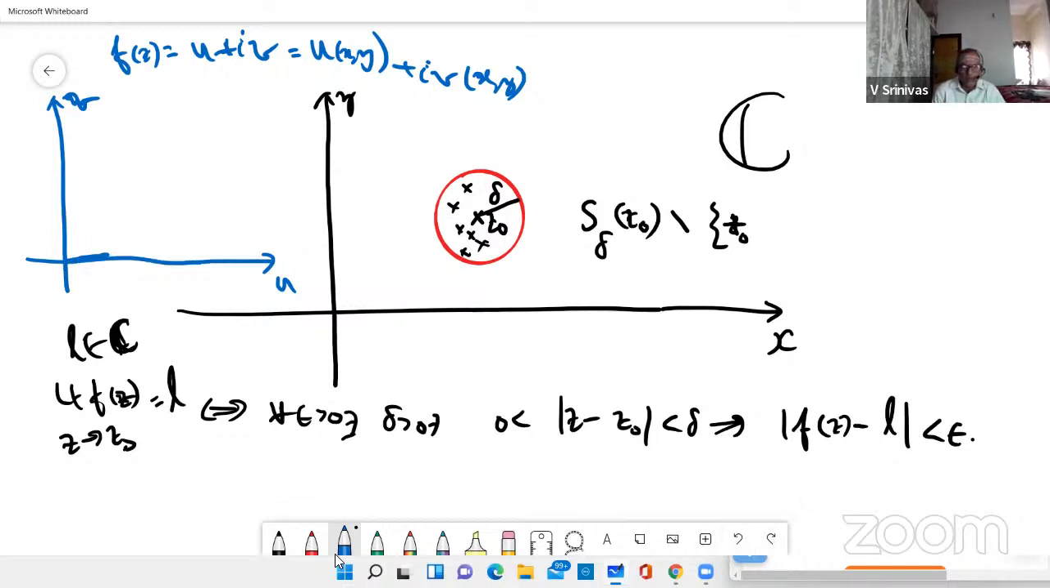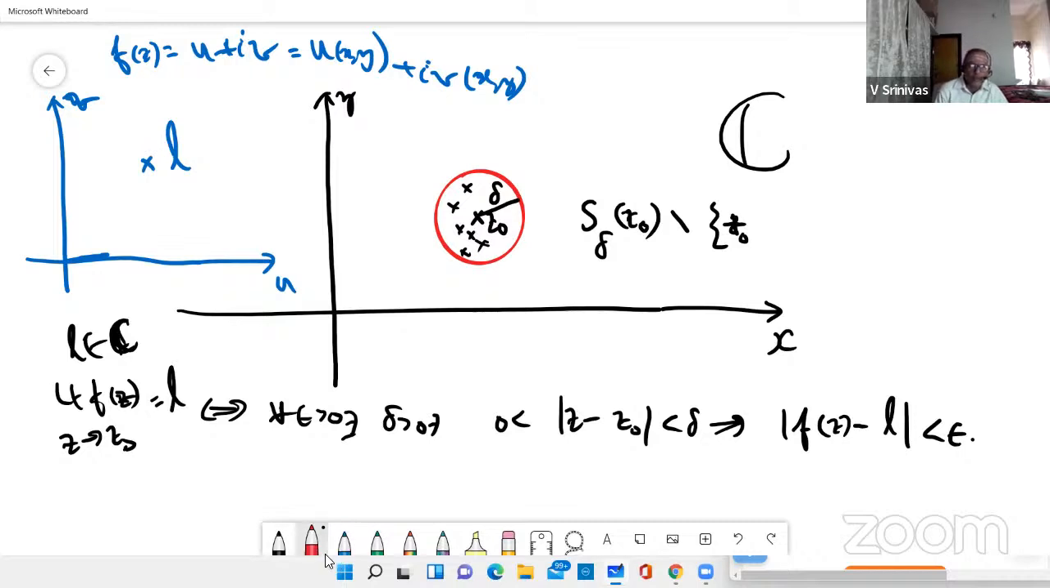On this horizontal axis I take u, and on this vertical axis I'll take v. This is an epsilon neighborhood of L. I am taking L to be a complex constant, so L is somewhere here. Around this you take an epsilon neighborhood.